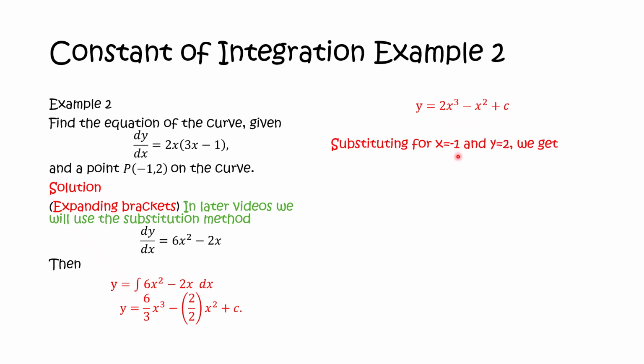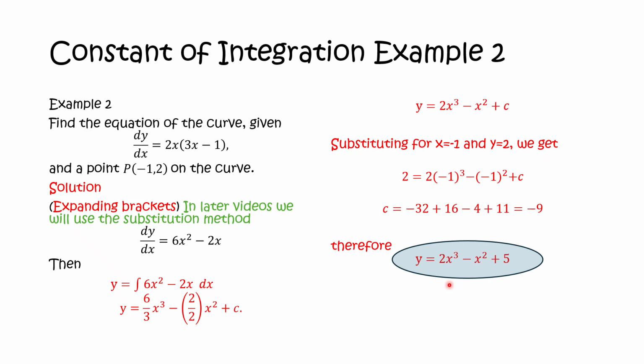Now we substitute for the x coordinate and the y coordinate. Those were minus 1 and 2, so that we get our c to be minus 9. Now we substitute for the c into the equation that we obtained for y, then we would have our final answer as y is equal to 2x cubed minus x squared plus 5. Let's jump to example 3.